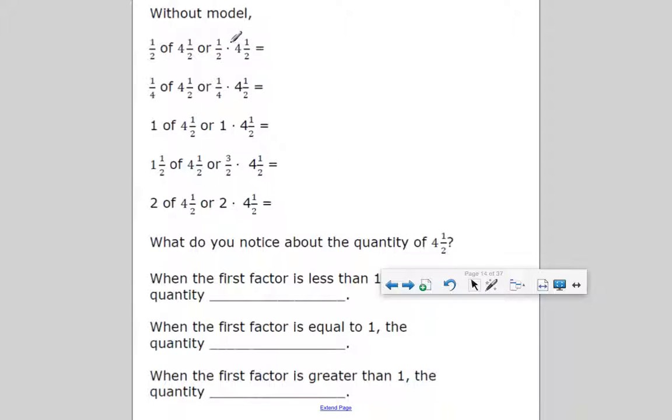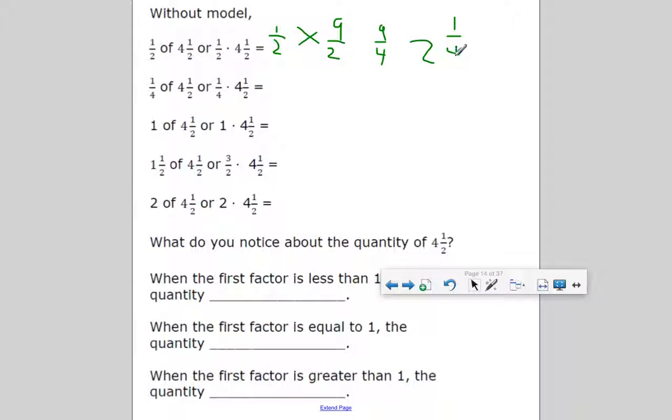So, without a model, if you multiply by a number less than 1, such as 1/2 and 1/4, and you start with the original number of 4.5, will it increase, decrease, or stay the same? It will decrease. If you multiply by 1, it will stay the same. If you multiply by a fraction or number greater than 1, it will increase. So, for example, 1/2 of 4.5. Turn this into an improper fraction, which is 9/2. If you multiply this, you get 9/4. How many 4s go into 9? 2 whole, 2 and 1/4.